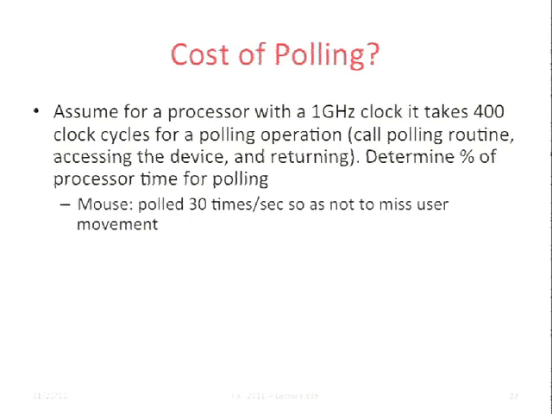If you have a mouse, typically you'll poll it about 30 times a second, because you don't want to miss it if somebody's moving the mouse. But you don't have to do it every nanosecond. Thirty times a second gives you pretty good resolution on somebody moving a mouse.